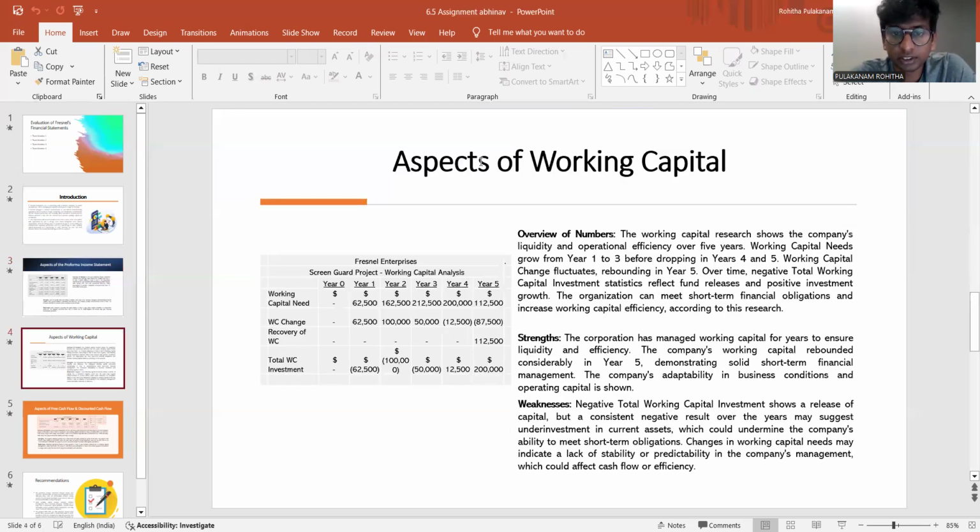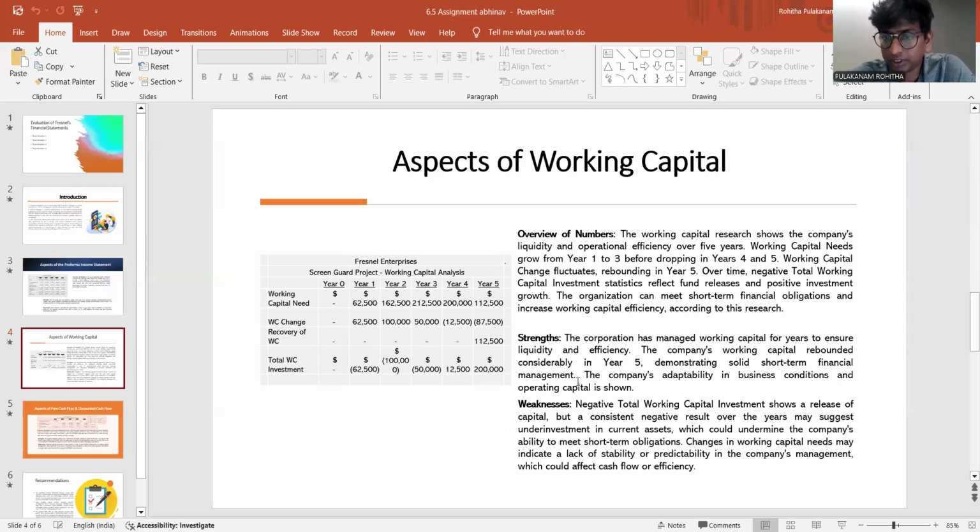And the next one is about aspects of working capital. The screen guard project working capital analysis. I got the 5-year plan mentioned in the table: working capital need, working capital change, recovery of working capital and total working capital investment. I got the numbers here, and the strengths and weaknesses.